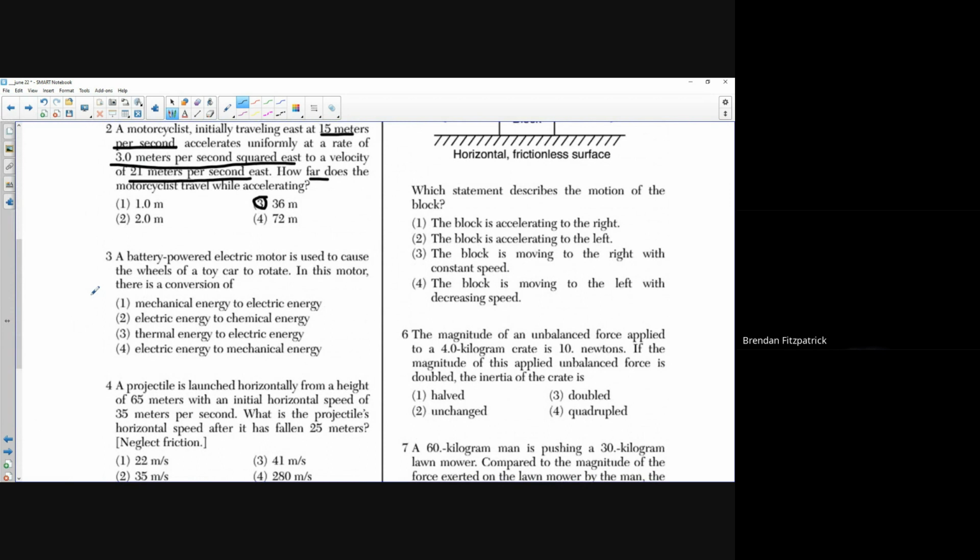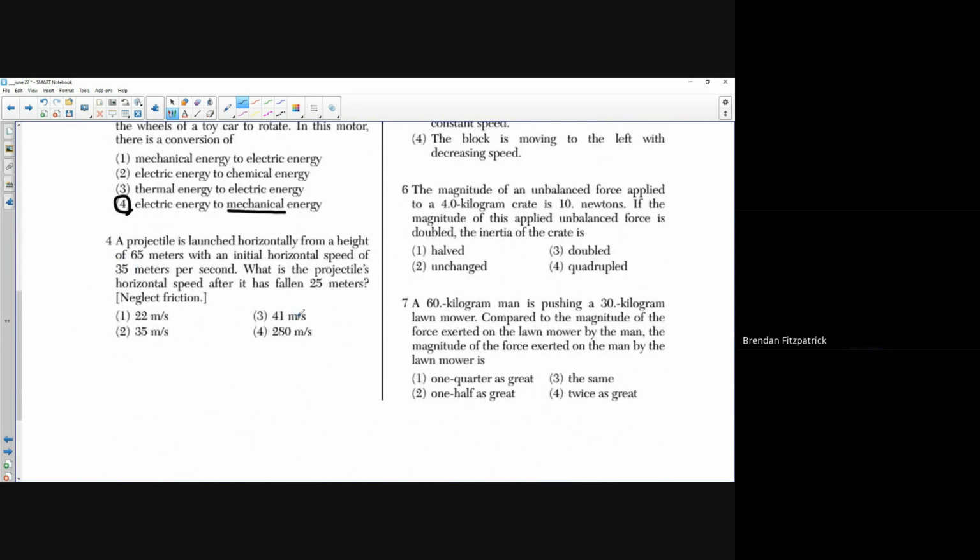3, a battery-powered electric motor is used to cause the wheels of a toy car to rotate. In this motor, there is a conversion of, so it's battery-powered, so that's electrical energy, and then that is going to be making the wheel rotate, so that's going to be turned into mechanical energy, right? Mechanical means kinetic or potential. So we're taking the battery and making something move. So that's electrical energy into mechanical energy.